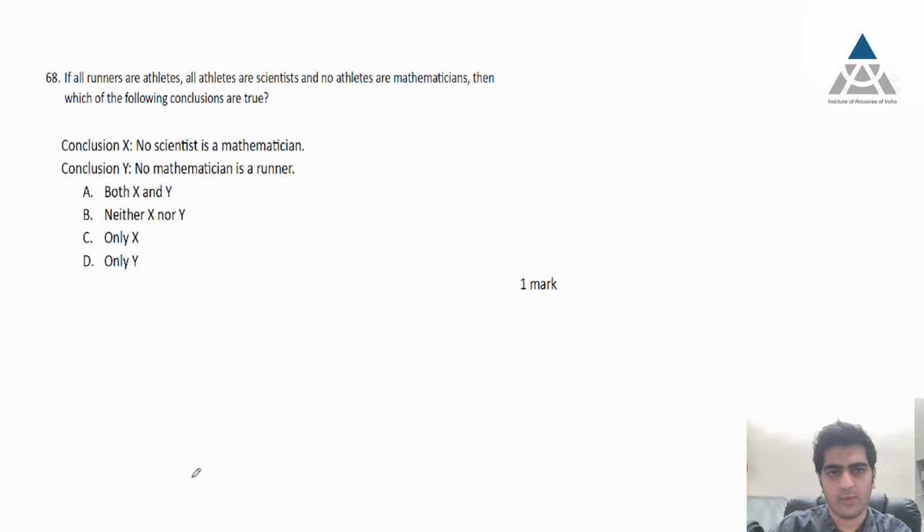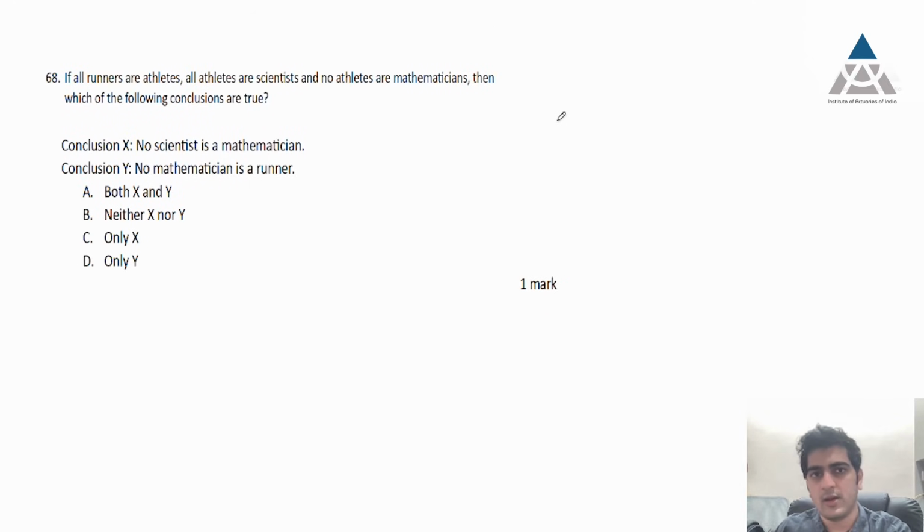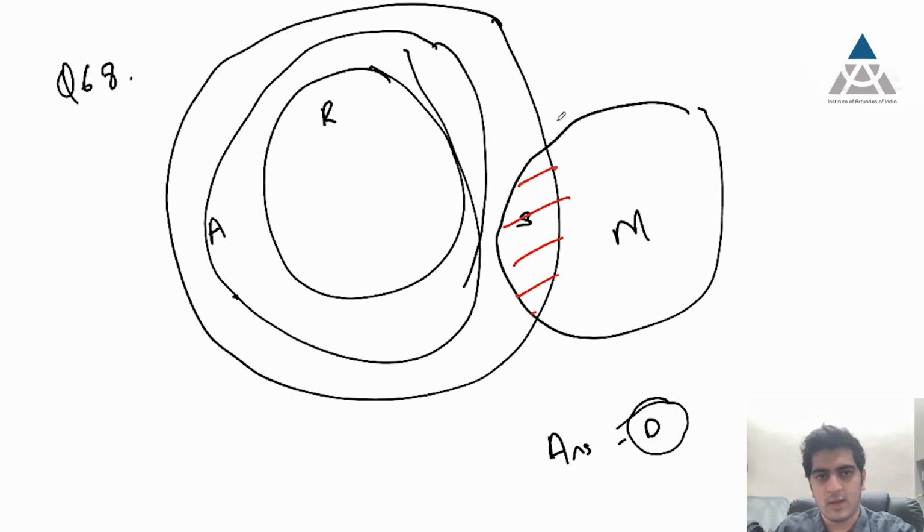Conclusion Y is true. Okay. So I hope these Venn diagrams kind of make sense. Again, you can try other ways also, but this is a sure shot way of getting to the answer. You just have to be very careful in creating those Venn diagrams, right? It's very easy, for example, for someone to create the mathematician circle outside the scientist circle completely. But that's not what we are being told. We are told no athletes are mathematicians. So it's the athletes that are not mathematicians, but scientists can definitely be.